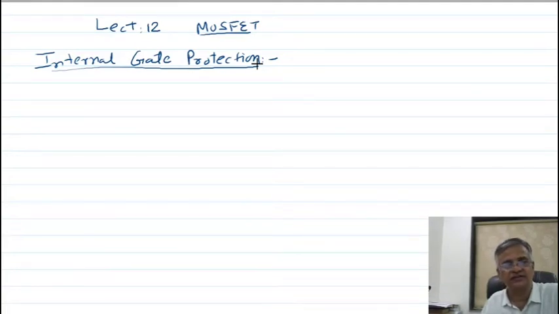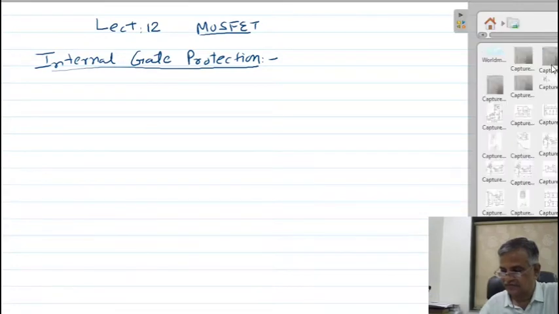Nowadays manufacturers provide internal gate protection that avoids puncturing of the SiO2 layer. Nowadays, between the gate and source, face-to-face or back-to-back diodes are built. As a result, excess charge received by the gate will be shunted to the ground. You can see it like this.